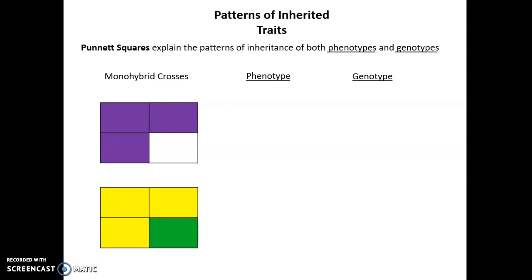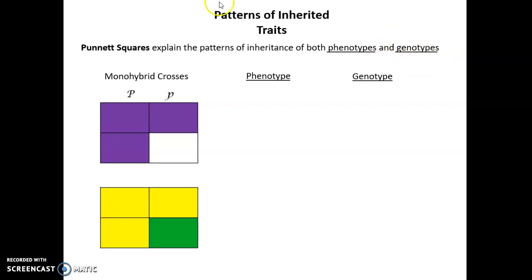Okay, so Mendel, he had a really strong background in mathematics. And he started looking at these patterns and he thought, man, I think I know a way that can explain these patterns that I'm seeing. And he used something called a Punnett square. This is the word right here, Punnett square. And it explained the patterns of inheritance for both phenotypes, physical, and genotypes, or genes.